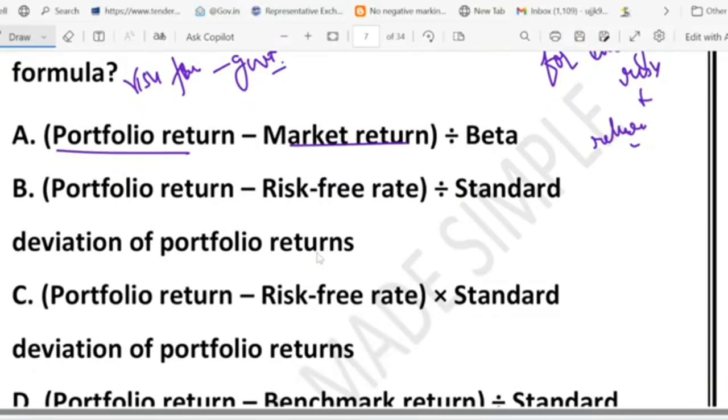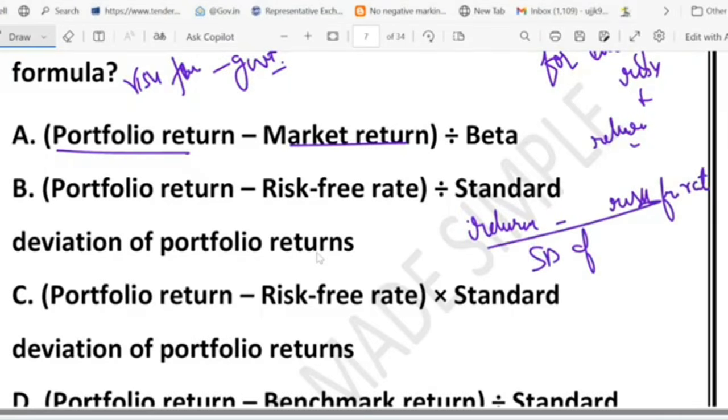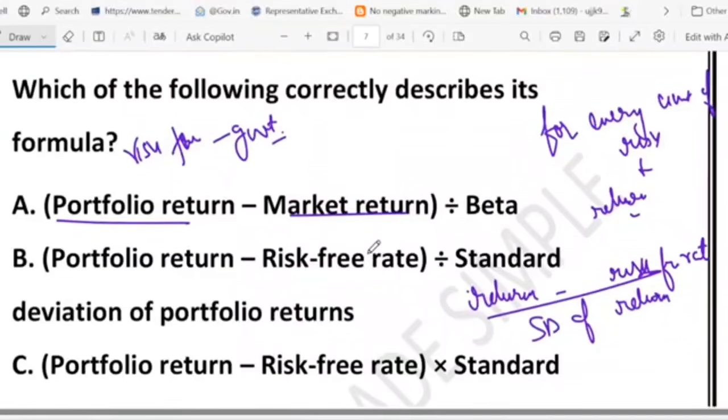So now the formula for Sharpe ratio is very simple. You write the return, subtract the risk-free rate, and you divide it by the standard deviation of return. So basically you are getting extra return per unit of total risk. So let's break down each and every option.